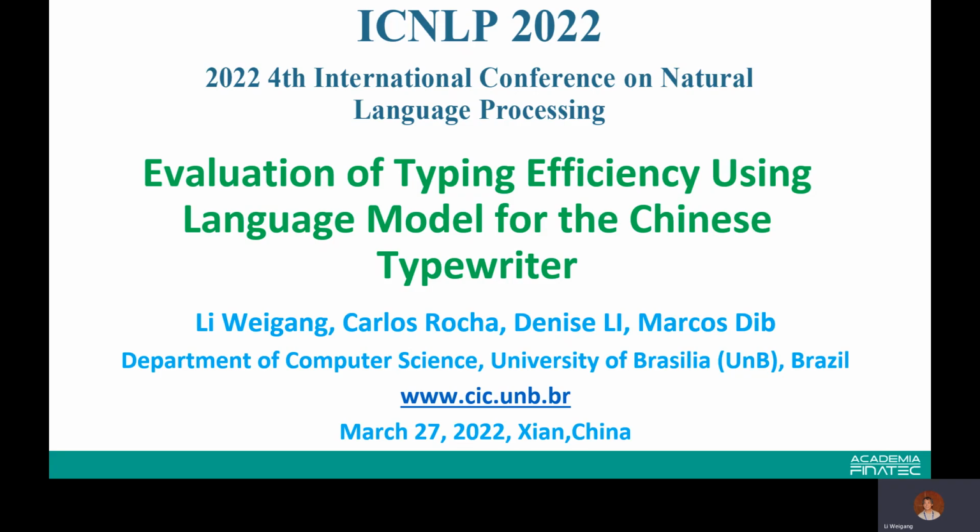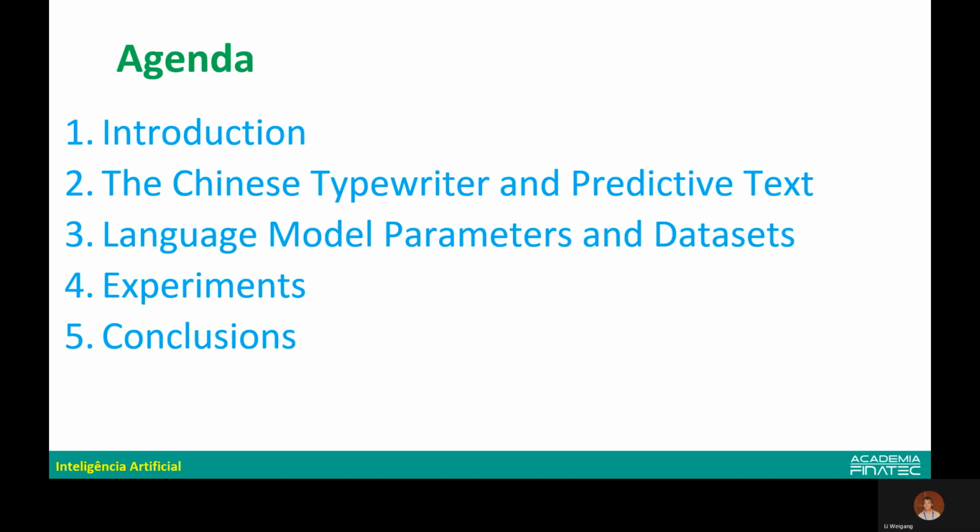Our research on evaluation of typing efficiency using language model for the Chinese typewriter. The research was conducted by the Department of Computer Science in the University of Brasilia. The presentation covers 5 aspects: introduction, the Chinese typewriter and the predictive text, language model parameters and data size, experiments, and conclusion.